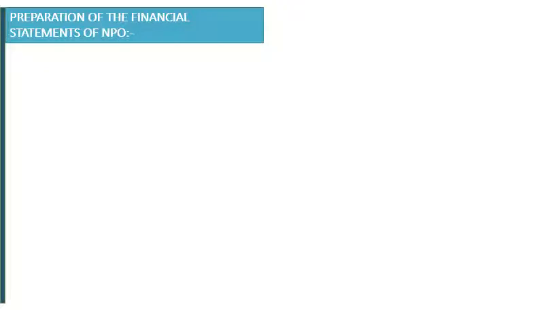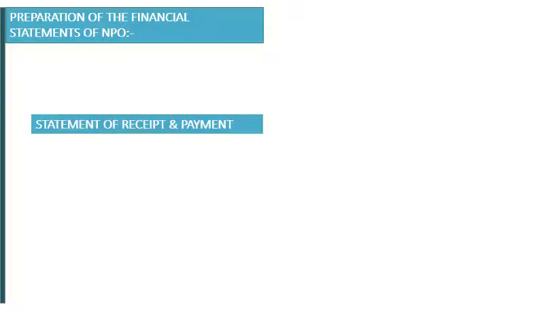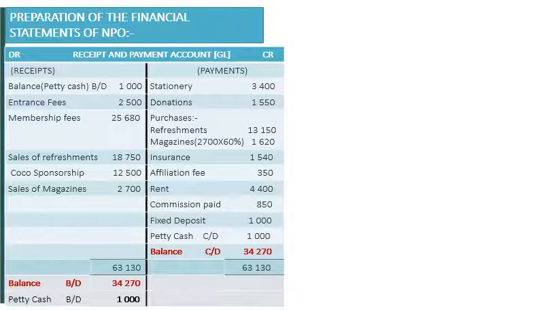The three financial statements for NPO are the statement of receipts and payments prepared on the cash basis, the statement of income and expenditure presented on the accrual basis, and the statement of financial position. Starting with the preparation of the receipt and payment statement, we will first look at the preparation of the receipt and payment account, with the debit side reflecting the receipts and the credit side the payments.